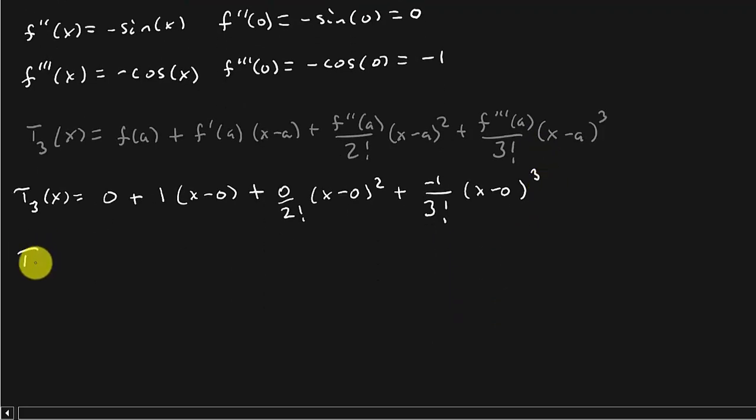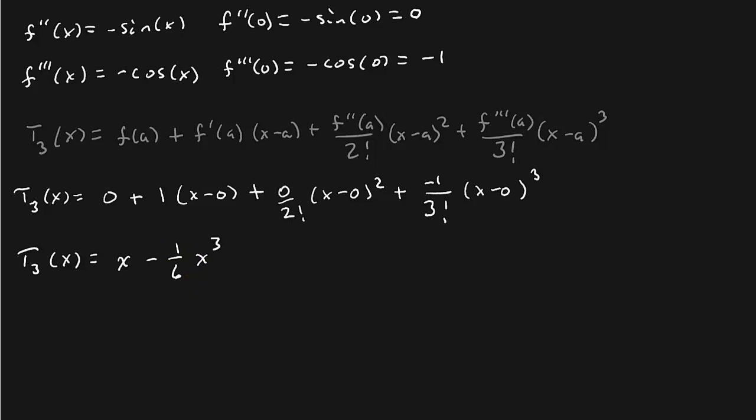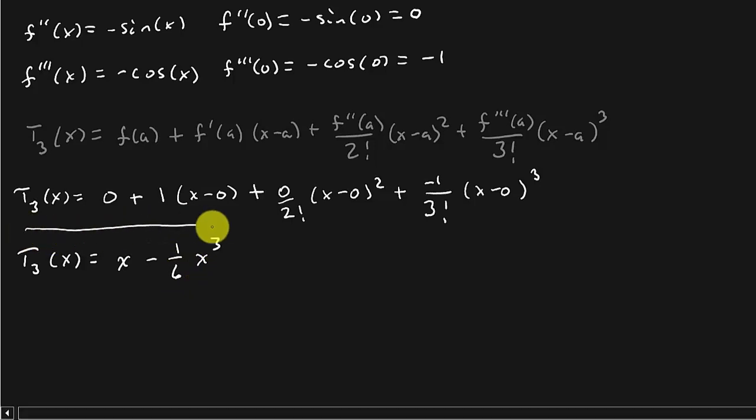And so this is going to give us, this term is 0. This right here is just x. This term goes to 0 because this is 0 here. 0 times all this is just 0. And then it's going to be minus 1/6 x cubed. And this is our Taylor polynomial.